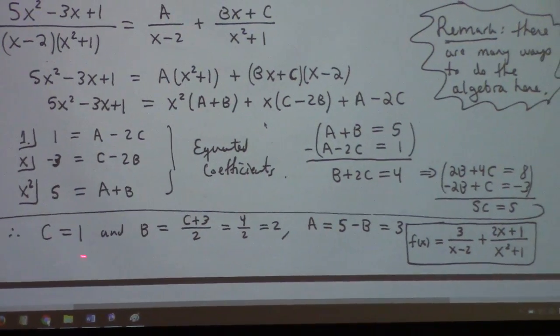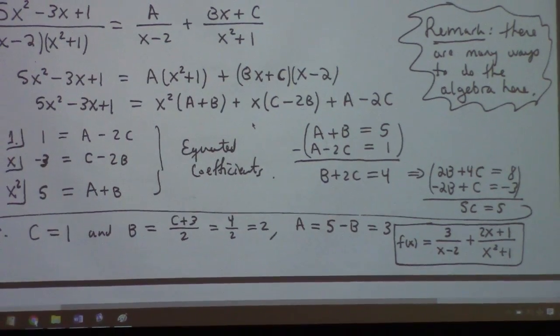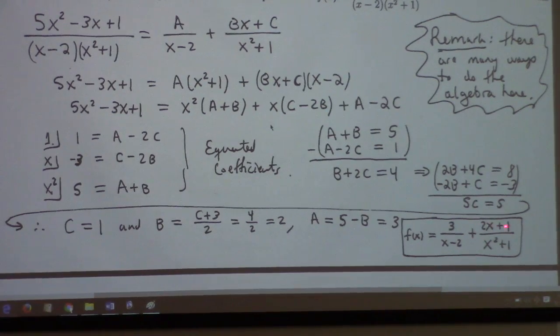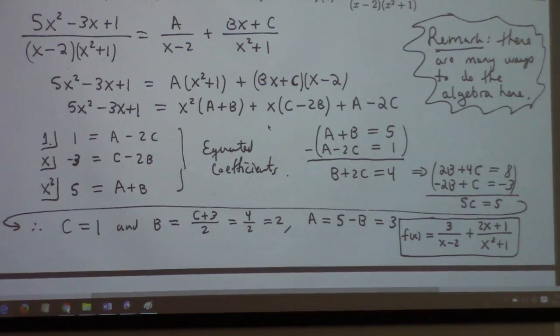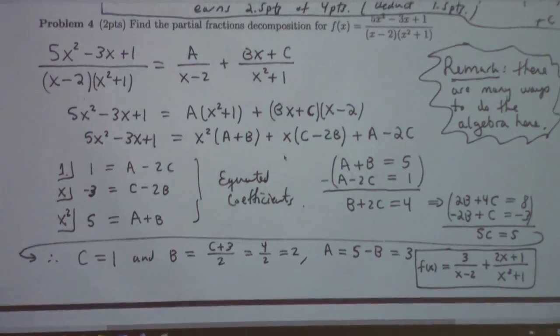Once I know c is equal to 1, that tells me b is equal to 2 by back substituting. And then once I know b is equal to 2, I can go back and find a is equal to 3. There are other ways of doing the algebra, but all roads lead to 3 over x minus 2 plus 2x plus 1 over x squared plus 1. You might notice 3, 2, 1 here. Questions?